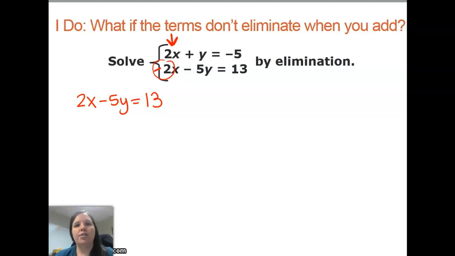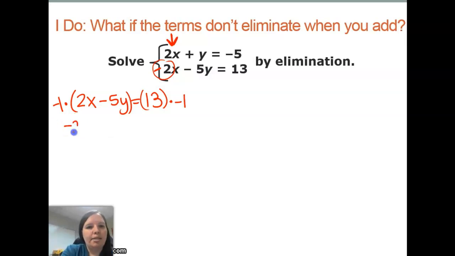Well, how do I turn it into negative 2x using algebra in a legal way? Well, what I can do is take the left side of my equation and multiply by negative 1, and the right side of my equation multiply by negative 1. Am I allowed to do that? Am I allowed to multiply by the same number on both sides of the equation? Yes, I am. So I'm going to make this negative 2x, and I want to make sure that I'm multiplying the entire left side. So the 5y becomes positive 5y, and the 13 becomes negative 13.